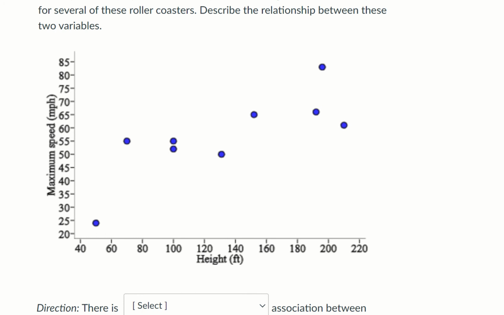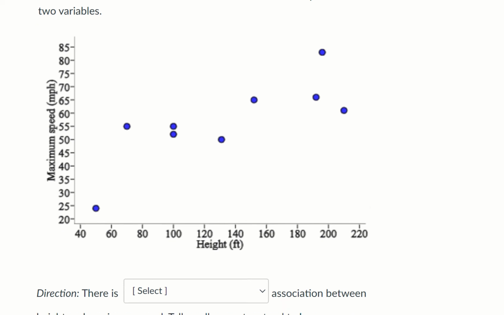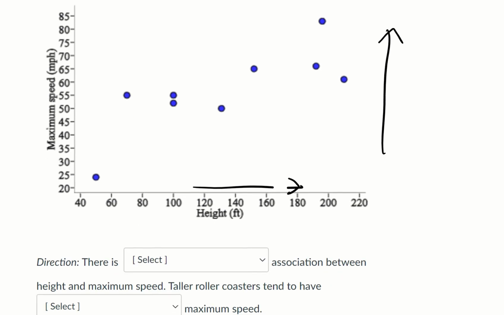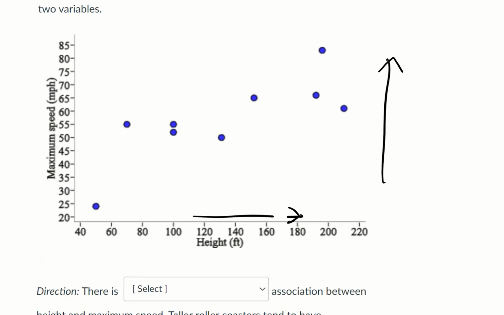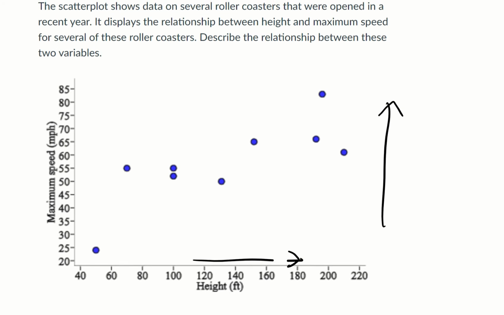So in this case, the explanatory variable is the height. They're thinking that the higher the roller coaster, maybe the greater the speed, right? And that looks like what's happening here. It looks like the greater the height, the greater the maximum speed, which kind of makes sense, right? So that looks like there's an overall pattern going on here. And we want to describe that pattern, okay?